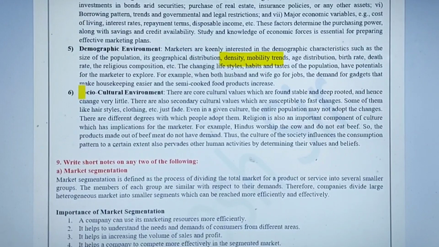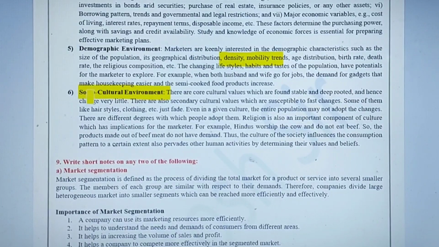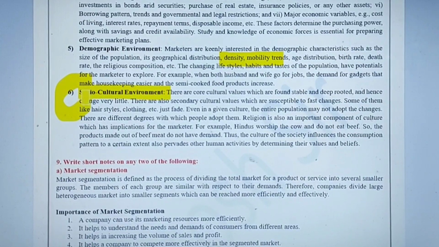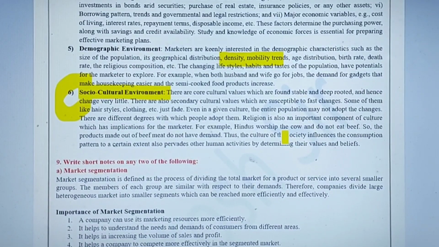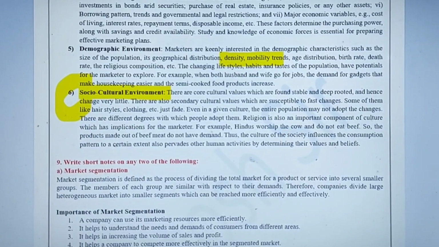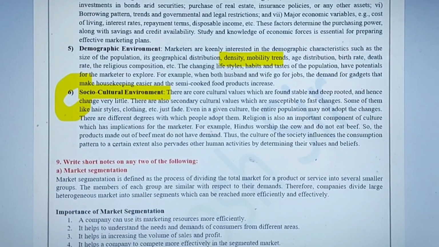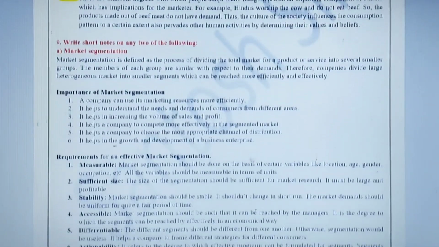Then we have socio-cultural environment. This is also a very important type of environment which affects the business operations. So the society, the culture, the tradition the people follow, the type of religious practices that the people do, all these things have to be analyzed by the company experts. Okay, let's move on to the next question.